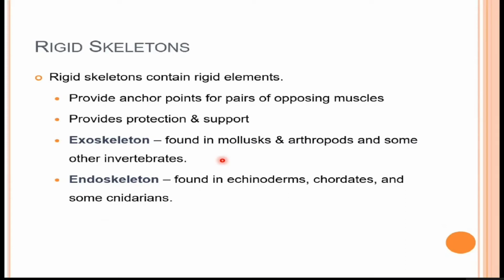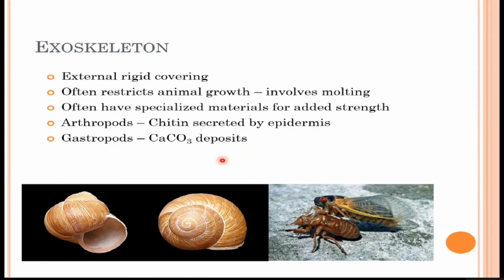All right, let's discuss them in detail. The external rigid covering of the animal body is called exoskeleton, and it has a major drawback that it limits the animal growth. And if the animal has to grow, it has to shed its older skin and produce a new skin, as we have seen in insects.